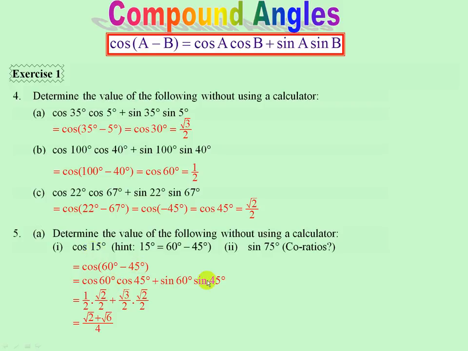Cos plus sine sine, our formula there. Put in our special angles. And that gives you root 2 over 4, root 6 over 4. So therefore a common denominator of 4.